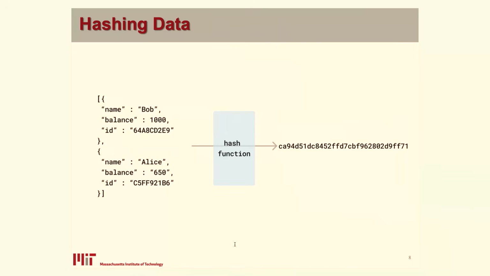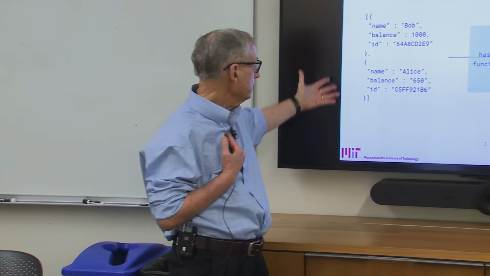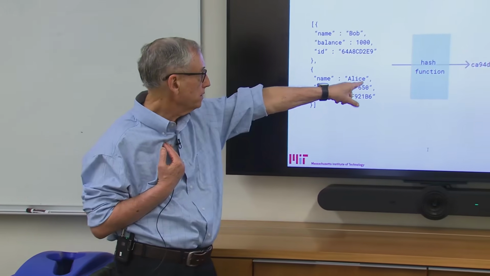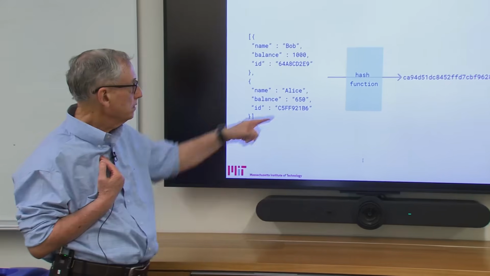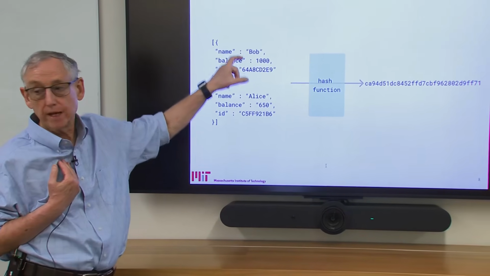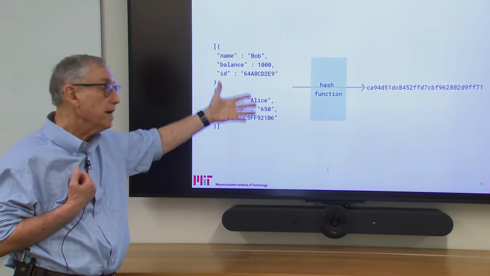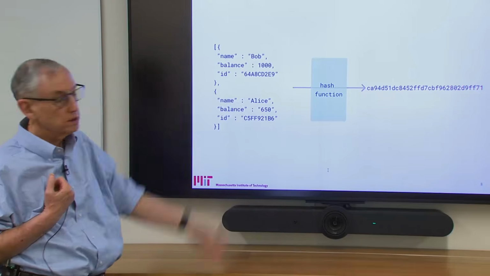Here's an example of hashing an accounting statement as a representative database, two people. They're always Bob and Alice, it seems, with their balances and their ID numbers, and that generates this, and these are all of the same length. I mean, hashes can be longer than this, but this is illustrative.